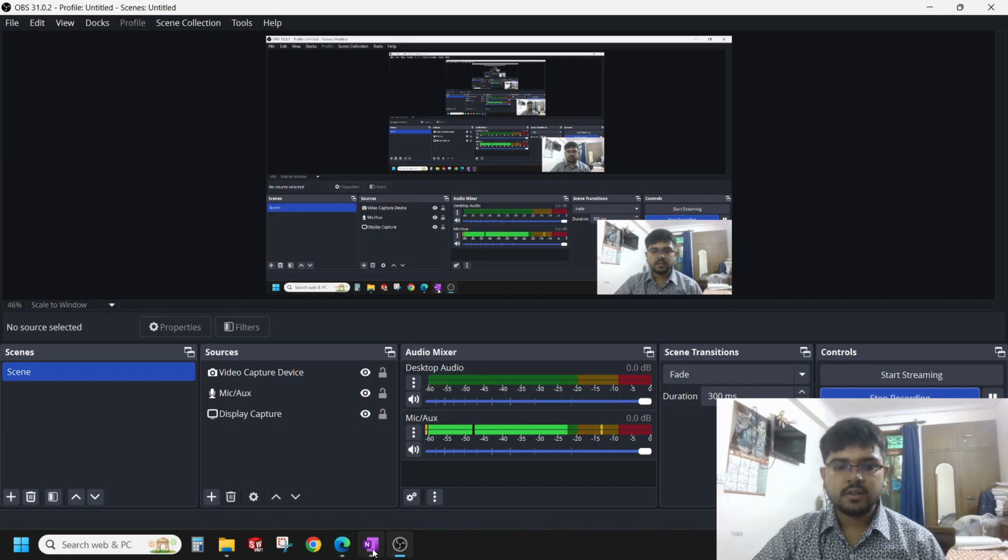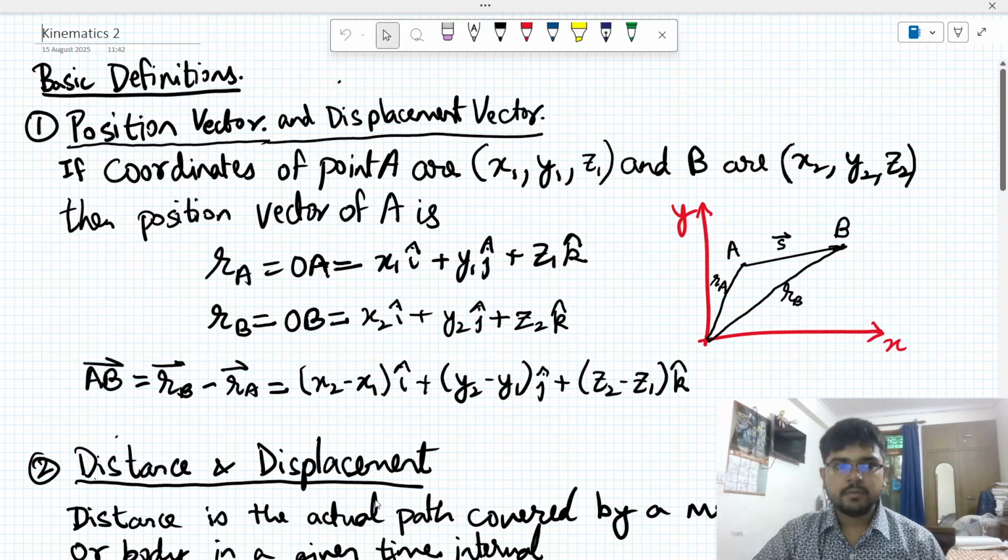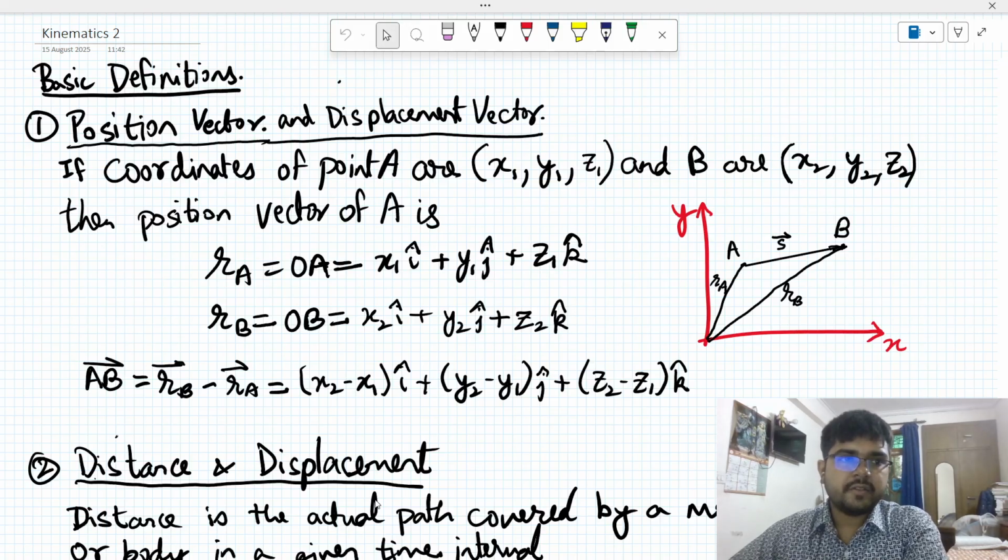In this lecture, we are going to study basic definitions, and I have switched to OneNote now because this is more convenient to use. So here we go. Basic definitions. First is position vector and displacement vector.